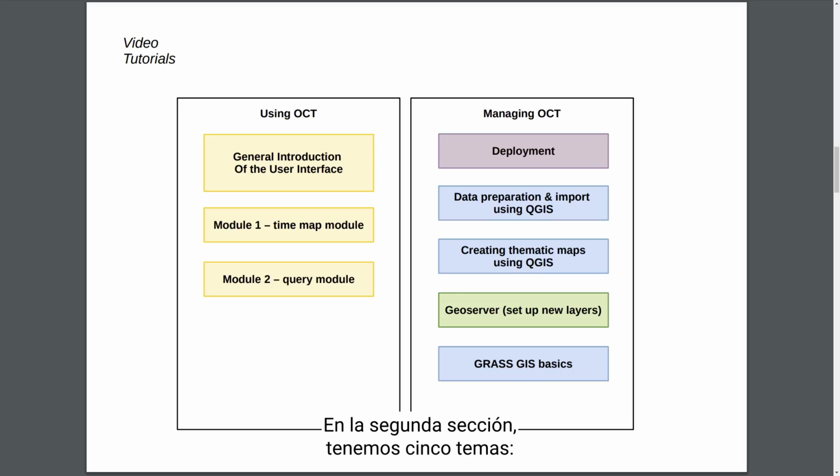In the second section, we have 5 topics. 1. How to deploy the system with Docker. 2. Data preparation and import using QGIS. 3. Creating thematic maps using QGIS. 4. How to set up new layers in GeoServer. 5. GraphGIS basics.